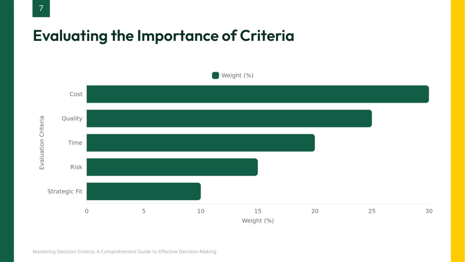Risk is assigned 15%, indicating the need to consider potential uncertainties. Finally, strategic fit carries 10%, showing that alignment with long-term goals, while important, is weighted a bit less compared to the other factors. This visual helps us understand where focus should be prioritized when evaluating options.